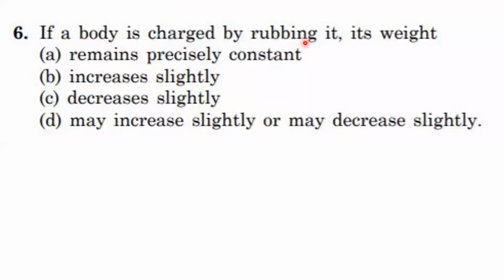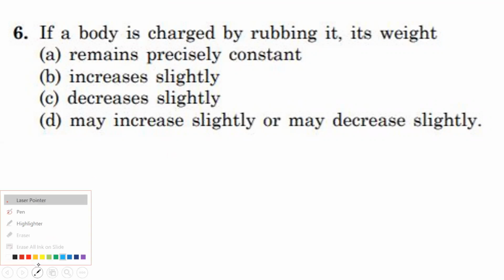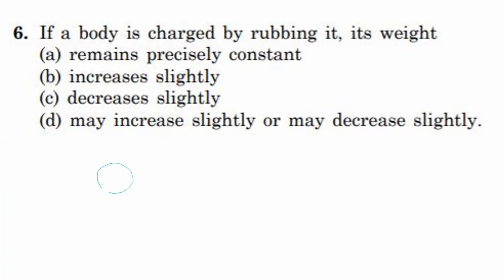If a body is charged by rubbing, its weight remains precisely constant, increases slightly, decreases slightly, or may increase or decrease slightly. When we rub one body with respect to another body, electrons are transferred from one body to another. Let us assume this is body A and this is body B. When we rub body A with respect to body B, suppose electrons are transferred from body A to body B, that means some matter is lost by A and some matter is gained by body B. So body A becomes positively charged by losing electrons, whose mass slightly decreases, and body B gains negative charge, whose mass slightly increases.